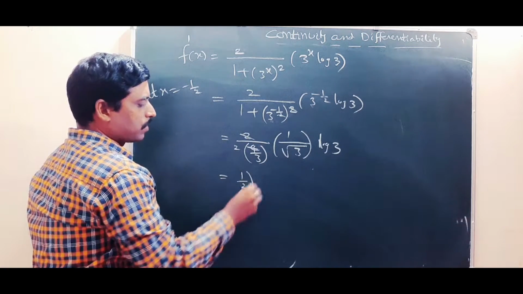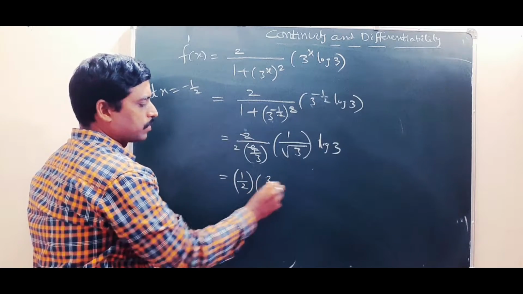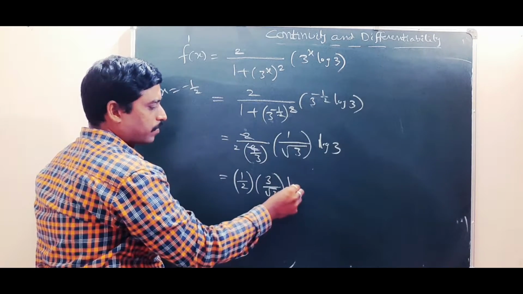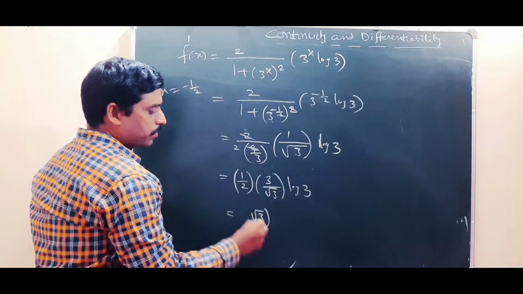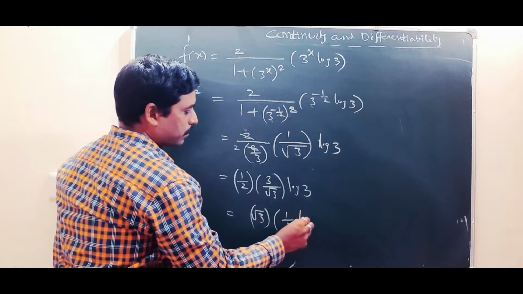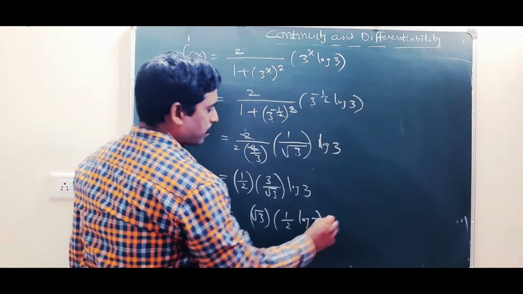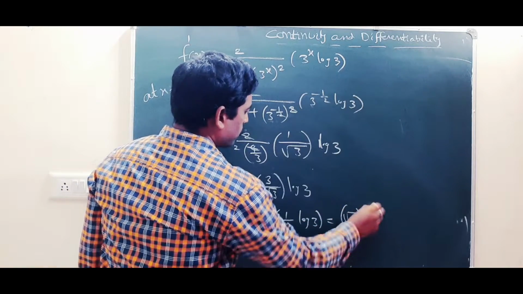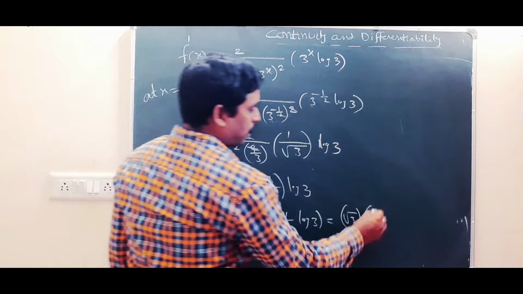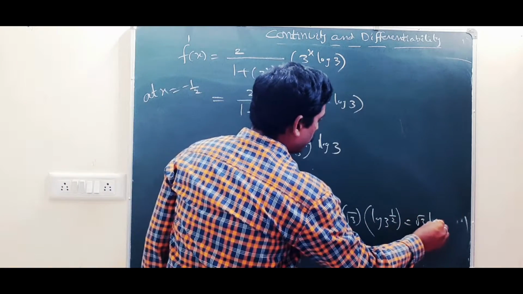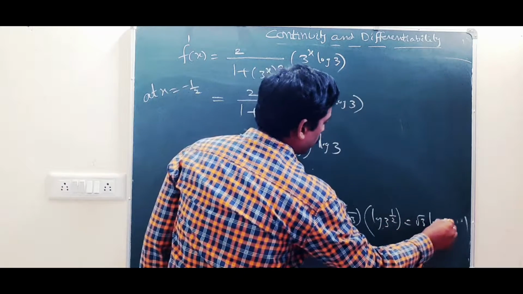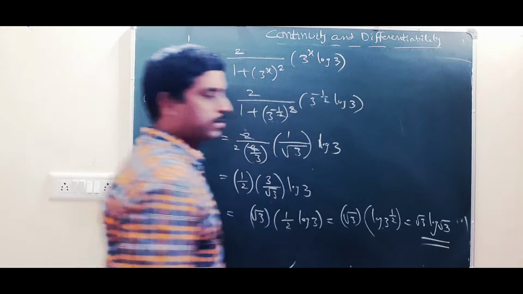1 by 2 times, this is 3 by root 3 log 3. 1 by root 3 gets cancelled. So root 3 times half log 3. So 1 by 2 log 3 is nothing but log 3 to the power 1 by 2. So root 3 times log 3 to the power 1 by 2, which is log root 3. So root 3 log root 3, correct answer.